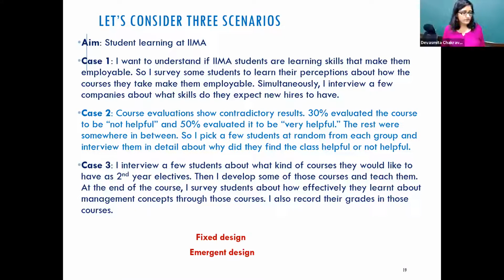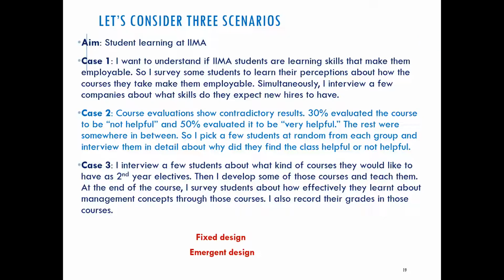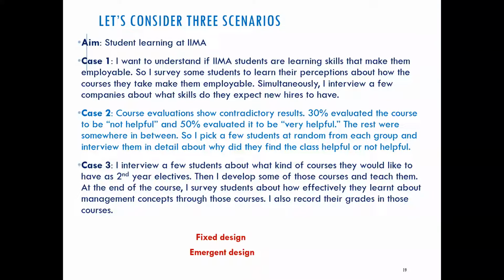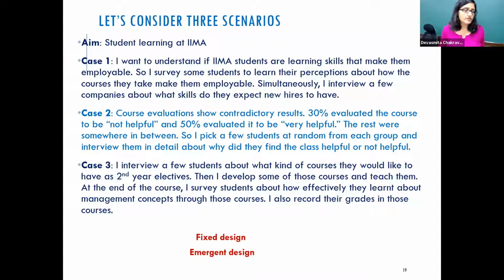Is it clear? And case 3 is emergent because based on the interviews that you took, you decided what the elective would be and how you would teach it, and then you survey. Yeah, because what's the point of teaching something they don't want? I don't know what students want. That's why I first asked them, what do you want? And based on what I could provide, I offered a course. And then I again caught hold of them and said, now tell me how was the course? So it was a 3-step process.